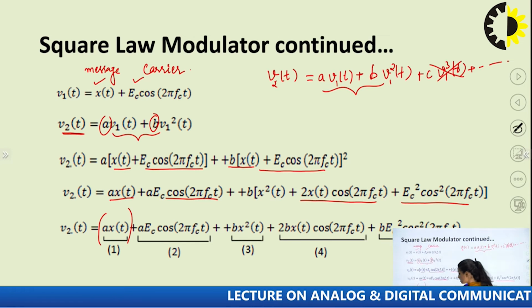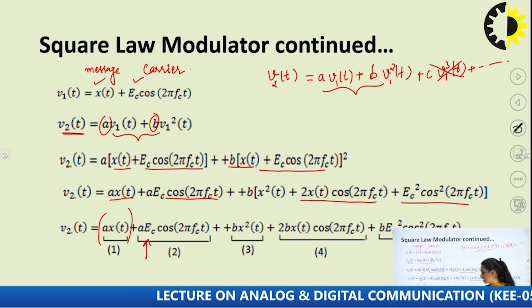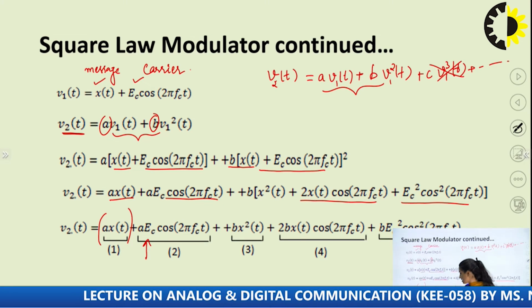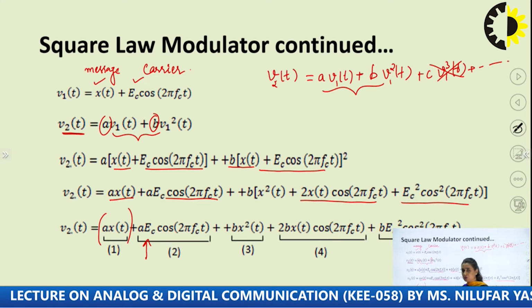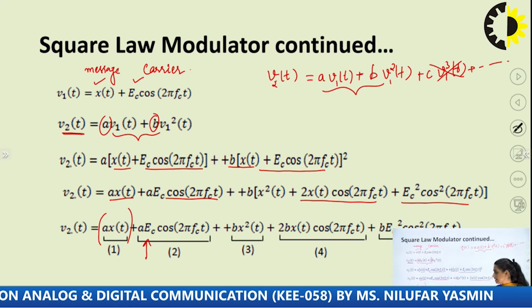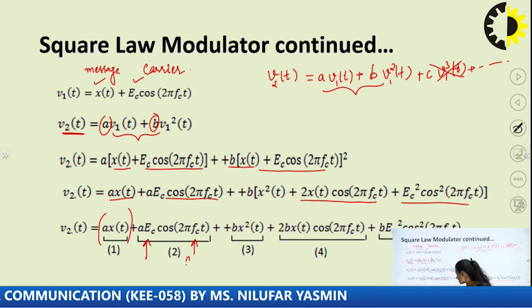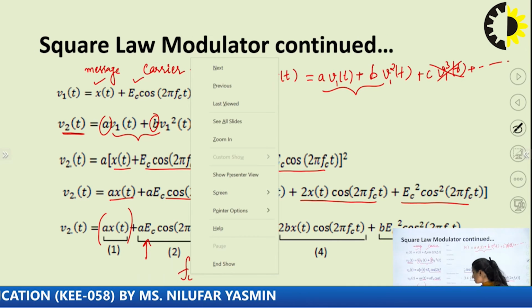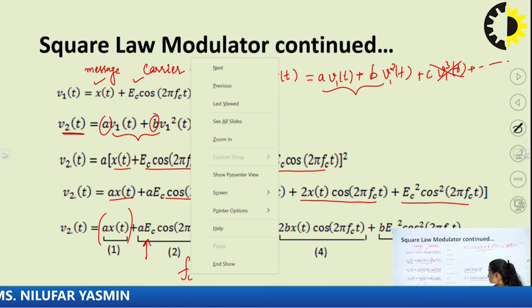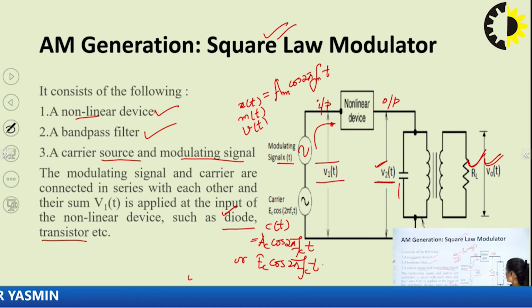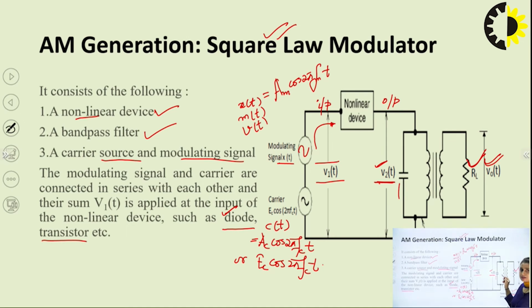If I concentrate on the second component, it has amplitude equal to my carrier amplitude, and if I focus on the frequency, it has frequency which is my carrier frequency. So because V2 is applied to this band pass filter, I must see the frequency components of my V2. And I know my band pass filter is tuned at frequency FC.